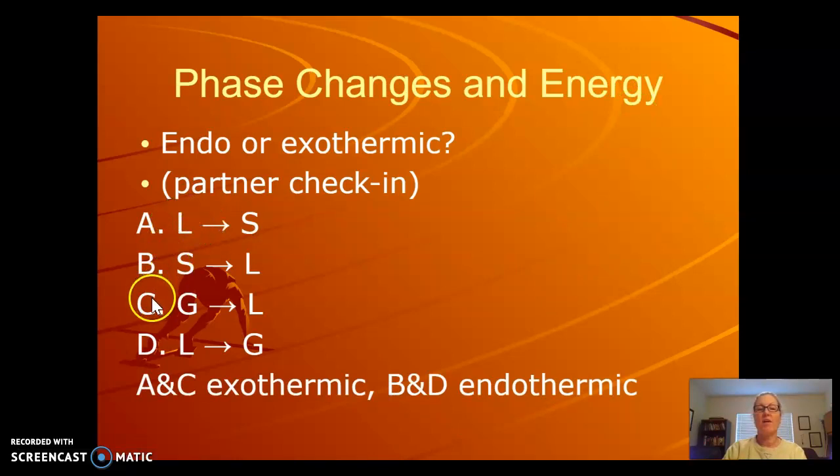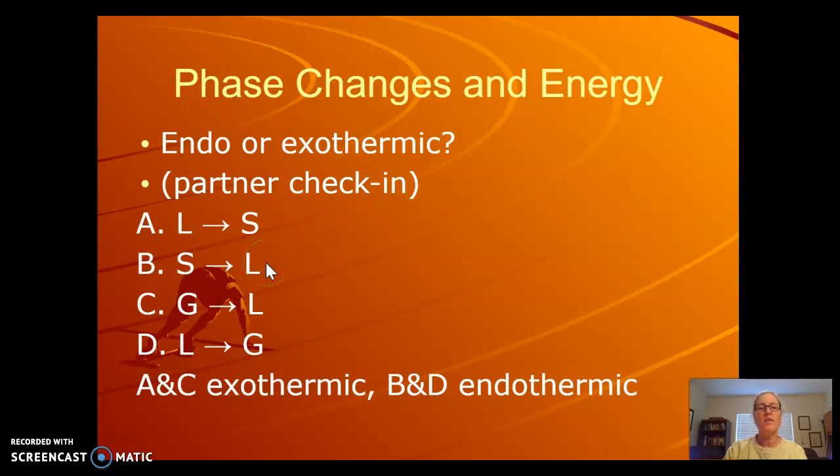A and C are both exothermic, while B and D are both endothermic. How do you think about this? Remember, in endothermic, heat is going into the system. That means the particles are going to speed up because they're taking in heat. So on B and D, notice it goes from a low energy state, very little movement of particles, to one that's moving fast.